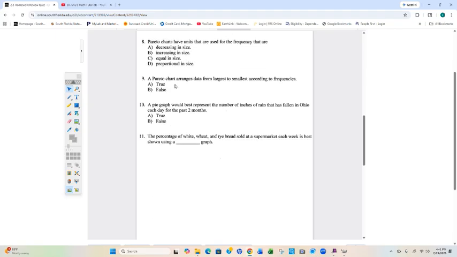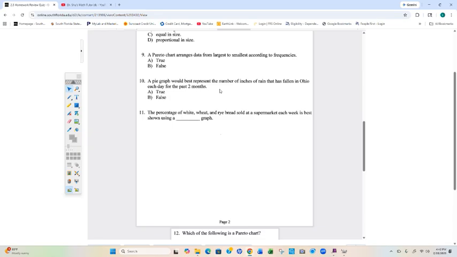Number 9, a Pareto chart arranges data from the largest to the smallest according to frequencies. A is true, B is false. Okay, if you answered A, true, you are correct. We've talked about this a lot, so you know you'll probably see this on the test. It goes from large to small, and it is a bar graph.